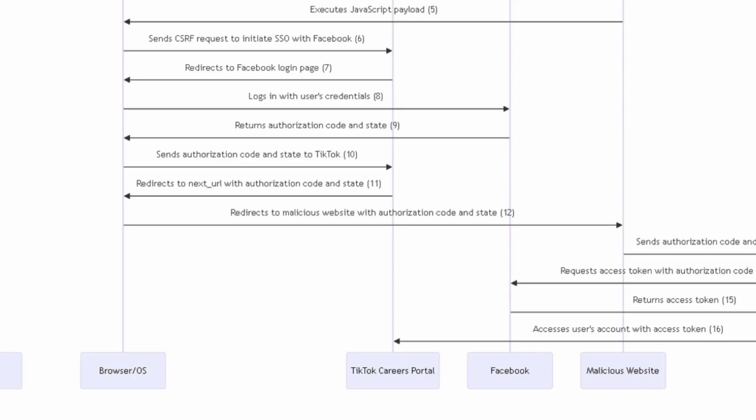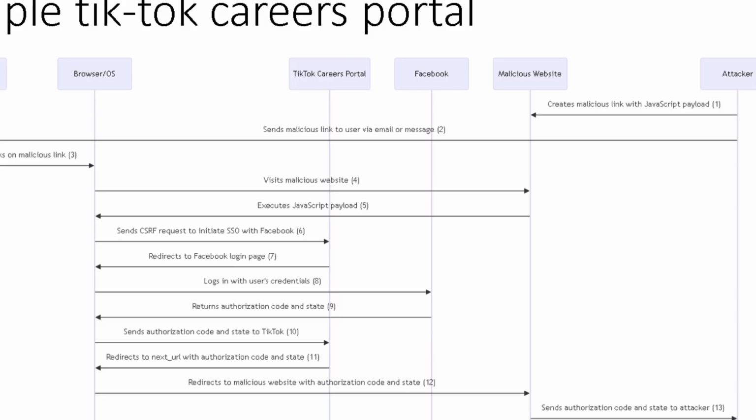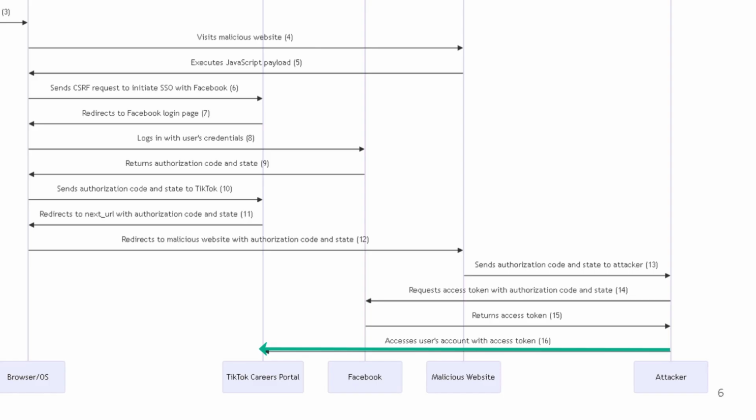The request starts the SSO process with Facebook using the user's existing browser session or cookies. The request also includes the next URL parameter that contains the malicious link. The user's browser or operating system sends the cross-site request forgery request to the TikTok careers portal, which does not have any cross-site request forgery protection and accepts the request as valid. The TikTok careers portal redirects the user's browser or operating system to the Facebook login page, where the user can authorize TikTok to access their Facebook account.